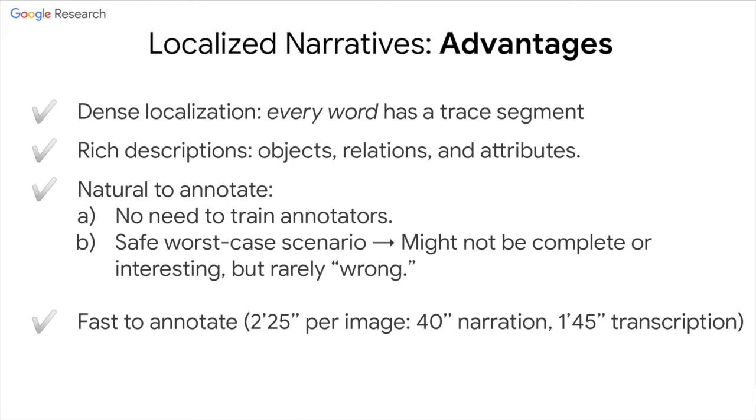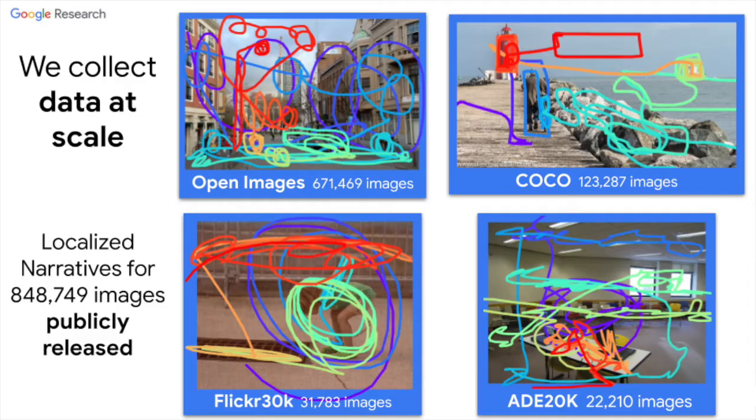We don't need to train the annotators, so we can easily scale up. And the worst case scenario is safe. There might be incomplete or not interesting annotations, but they are rarely wrong. And they are fast to produce, 2 minutes 25 seconds per image. All this allowed us to annotate at scale.